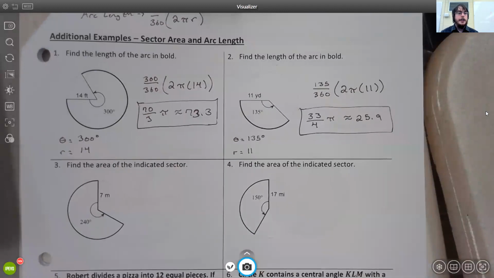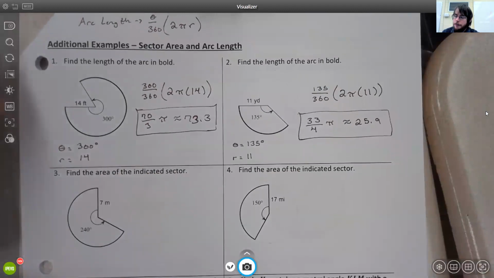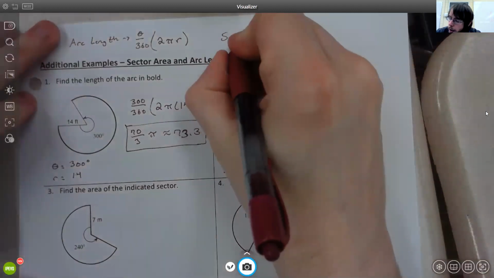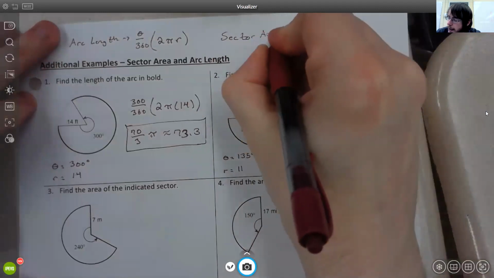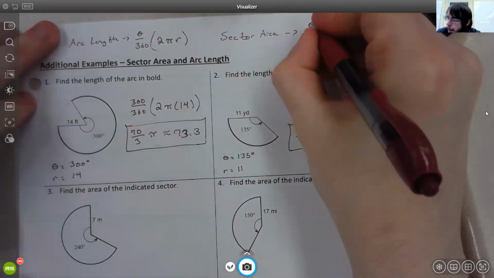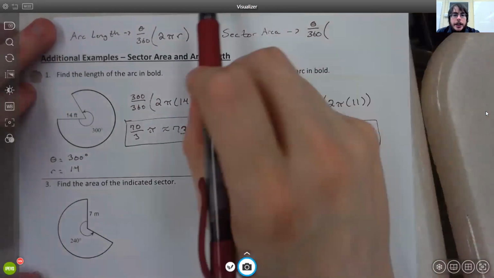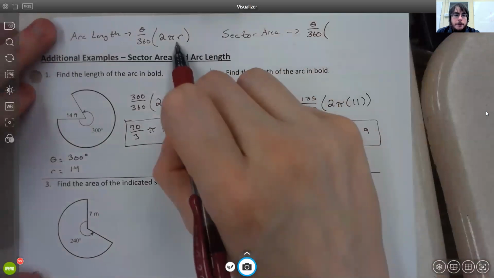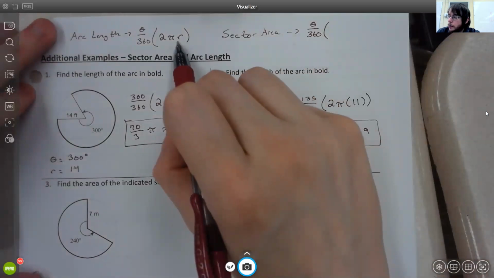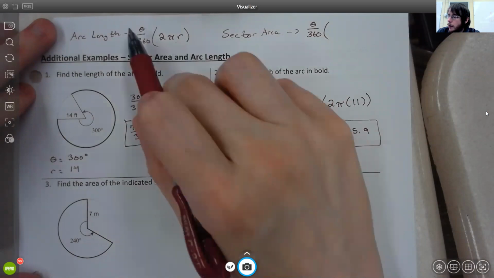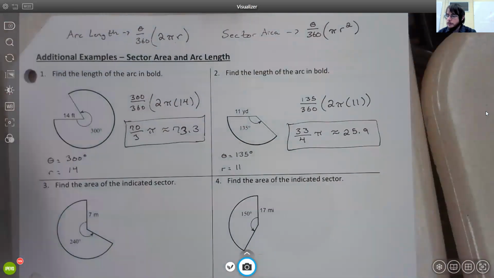All right, number 3, find the area of the indicated sector. So this time we're not going to be finding the arc length, we're going to be finding the sector area. And as we talked about yesterday, the sector area formula starts out exactly the same as the arc length. So we have theta over 360. But what we do next is we use the area formula instead of circumference like we do for arc length. So in the parentheses, we're going to put pi r squared. But past that, the process is much the same.